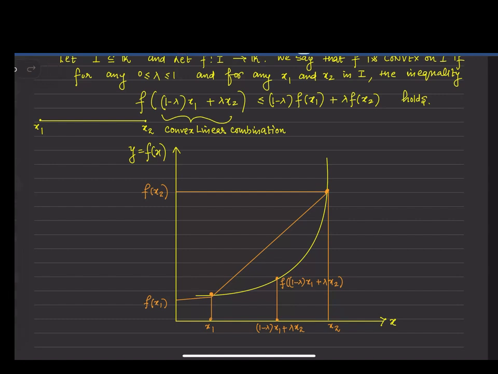But if you extend this line, this is also a point on the line segment which has endpoints f at x1 and f at x2. So if you take this line segment, this is f at x1, this is f at x2. So the point that you get here is nothing but (1 minus lambda) into f at x1 plus lambda into f at x2, because that is what we are doing.